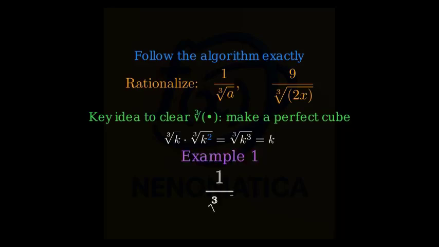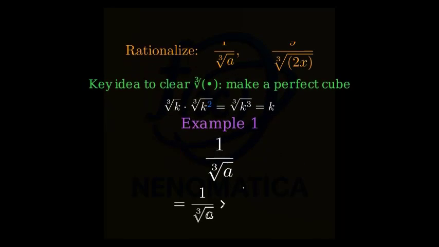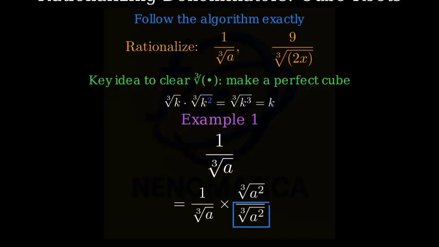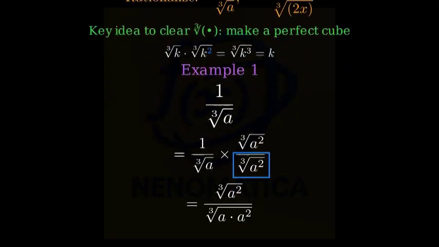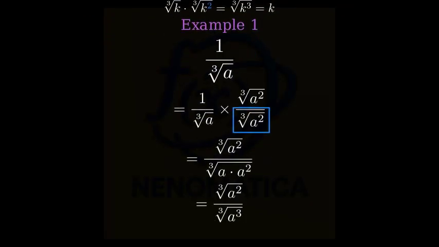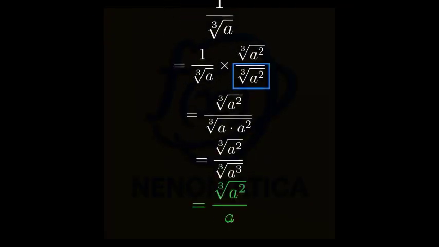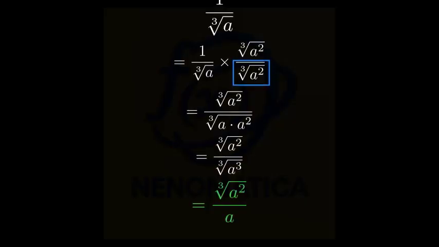Example 1. We start with the expression: multiply by a clever form of 1, the cube root of a squared over the cube root of a squared. Combine the denominator. Cube root of a times a squared equals cube root of a cubed. Replace the cube root of a cubed with a. The result is the cube root of a squared over a.